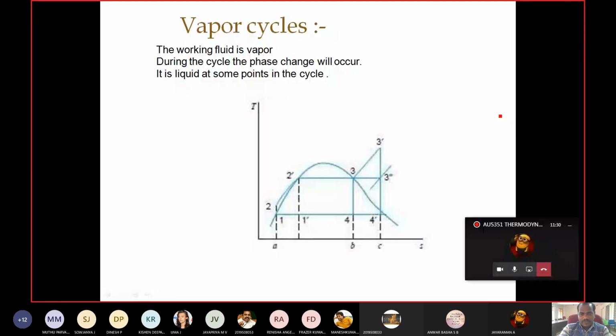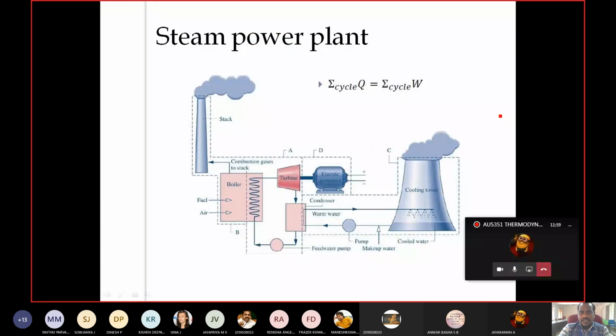This TS diagram will show you the vapor cycle, right? Here we again have two isentropic processes and two constant pressure processes. But there will be a shift. We will look at what that is in the upcoming slides. Then these are the applications of the steam power vapor cycle. The steam power plant is one of the applications. We can apply the vapor cycle to produce power with the use of a steam power plant.